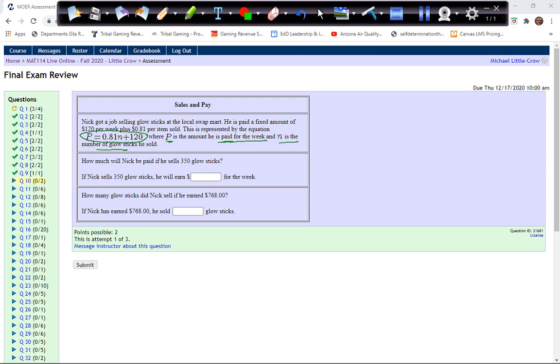And then what I start to see is this stuff up here is telling me how to set up the equation, but they already gave me the equation, so I don't really need it. I don't need to read all that. So how much will Nick be paid if he sells 350 glow sticks? So glow sticks, that's N, right? That's the number of glow sticks. So that must be 350 goes in for N. So the first part here, I'm going to answer by saying P equals 0.81. And for the number of glow sticks, I got 350. And then plus the 120. That's the formula.